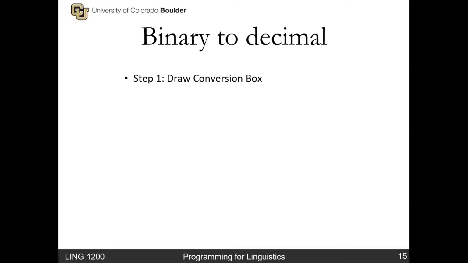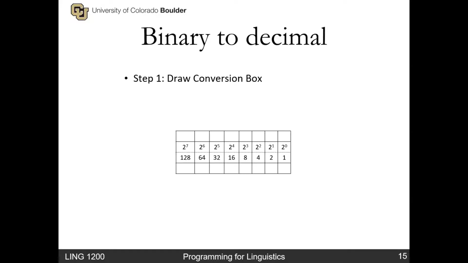So if we understand that both systems are using the same kind of background math behind the scenes, the same sort of calculations, even though we're more used to one than the other, then it makes it very easy to switch from one to the other, to convert from binary to decimal and decimal to binary. So let's walk through the steps of converting from binary to decimal. The first step is to draw a conversion box, something like we just saw. And this is a conversion box for binary numbers.